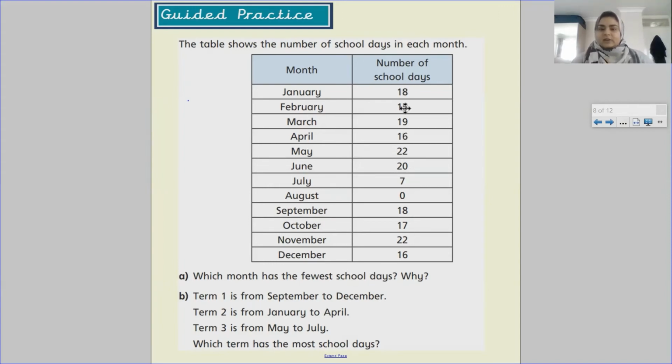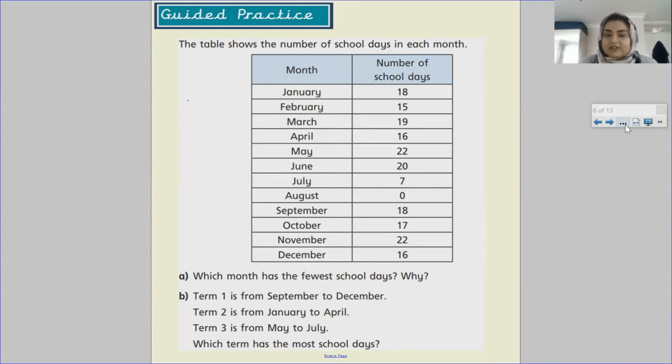Now, to find the fewest school days, I am going to go through these numbers and see which one is the lowest number. The lowest number here is 0. So that means August is the month which has the fewest school days, because it is 0. And the reason is that it's got the lowest number, but at the same time, we know during August we're at home for our summer holidays. Then it says, question number B.